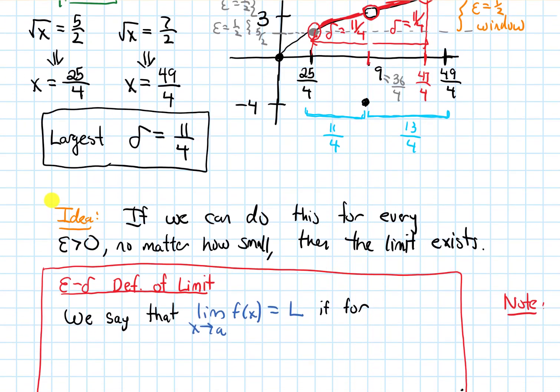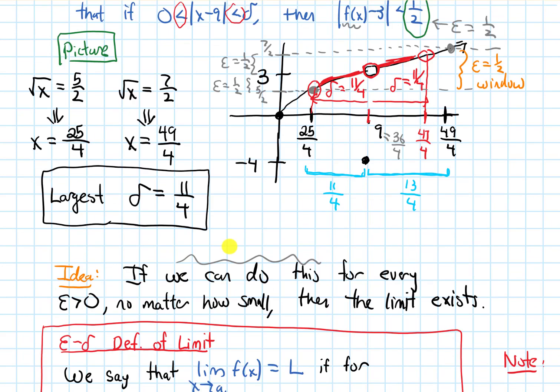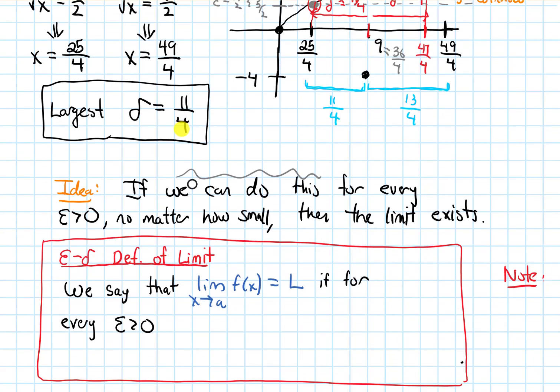Okay, so with this idea in mind, we are now ready to state a more precise definition of a limit. This is called the Epsilon-Delta definition of a limit. So we are going to say that the limit as x approaches a of f of x equals L if, for, so now I've got to use this idea and translate it to more precise language. So if for every epsilon greater than 0, so now I need a mathematical way to express that we can do what we did in the picture above.